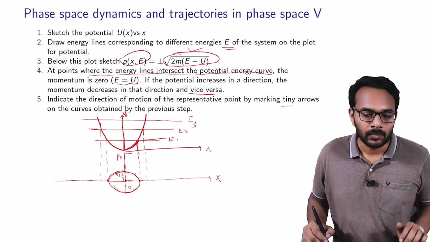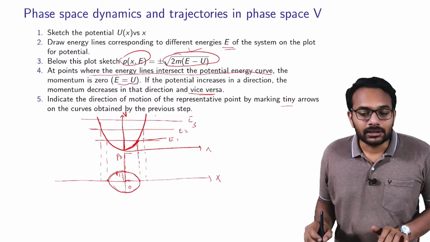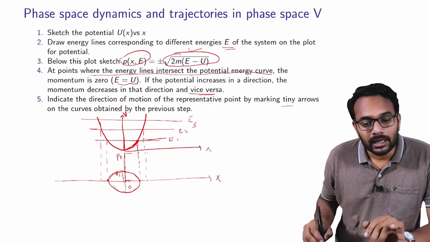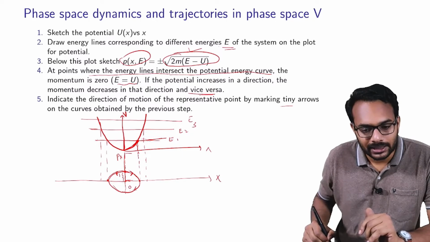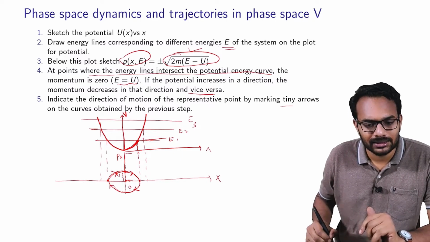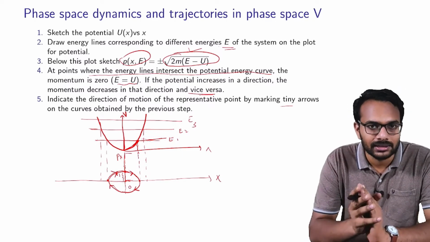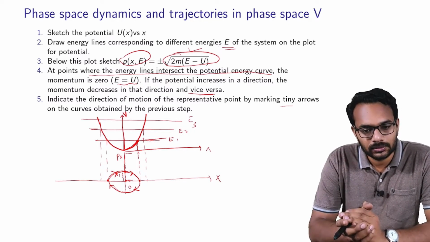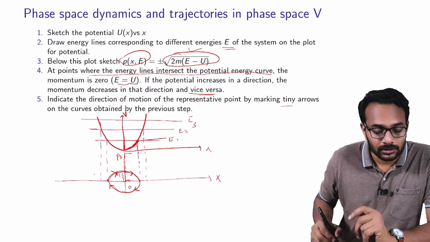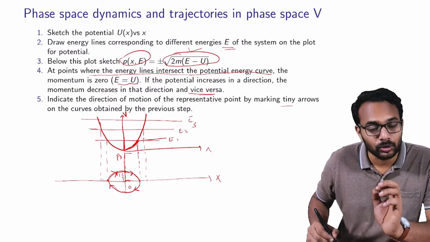Now thus, indicate the direction of motion of the representative point by marking tiny arrows. So this is how we drew it. We started from here, so this is the direction, and it goes like this. There's a trick too, a rule of thumb to remember the direction of these arrows. We'll discuss this soon. So this is the phase portrait. No, this is the phase space trajectory corresponding to one particular energy.